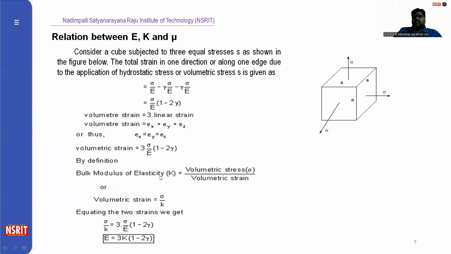Bulk modulus is nothing but volumetric stress by volumetric strain. So sigma by K is equal to 3 into sigma by E into 1 minus 2 mu. So E is equal to 3K into 1 minus 2 mu. Okay, I hope everyone is clear.